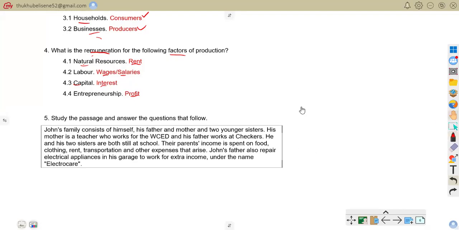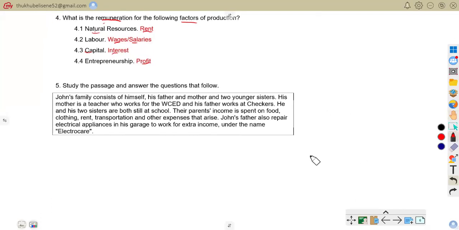So let's quickly go to 5. As it says, study the passage and answer the questions that follow. So now let us go through the passage.